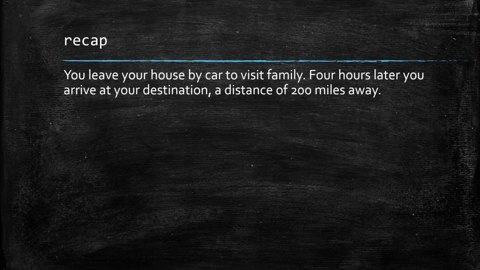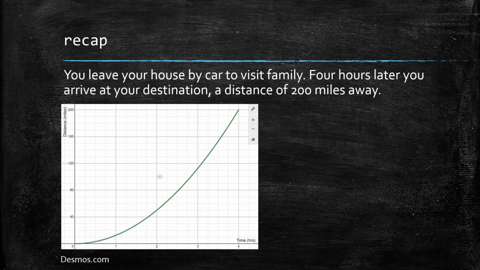You leave your house by car to visit family. 4 hours later, you arrive at your destination, a distance of 200 miles away. And if you recall, I proposed this distance time graph as being slightly more realistic than a straight line segment. So in this one, you start out your driveway at a relatively low speed, and you speed up, and you speed up, and keep speeding up. So not entirely realistic, as you don't slow down or stop for any traffic lights or pedestrians, but more realistic in the sense that it's a smooth curve.